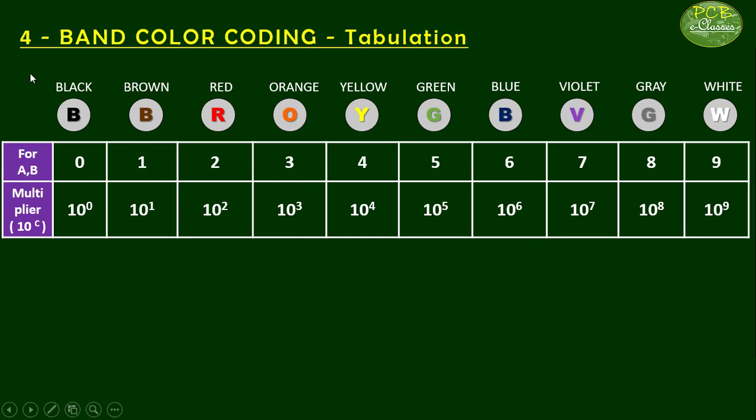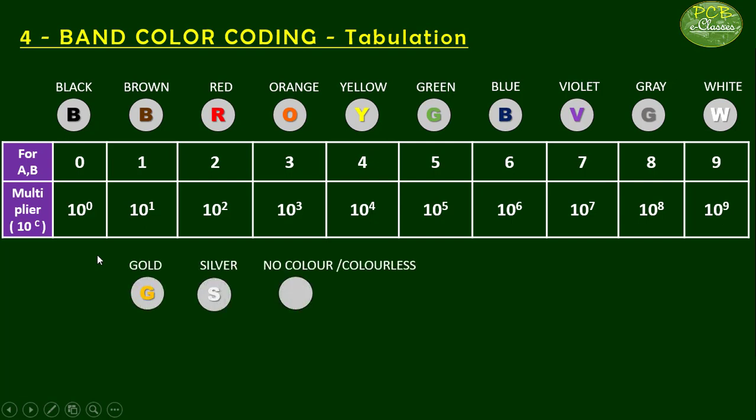Now see here, what I have given here is for A and B. A and B for 4-band is a digit value, whereas multiplier is used for the C, so it is written as 10 to the power C. With the example you can understand very well. This is again the tolerance band, which is given as plus or minus 5% for gold, plus or minus 10% for silver. If no color is there, then it will be given as plus or minus 20%. As it is the 4-band color code, for A, B and C it is done. The fourth one gives the tolerance band value, that is for D.